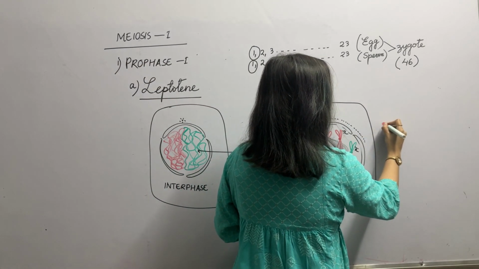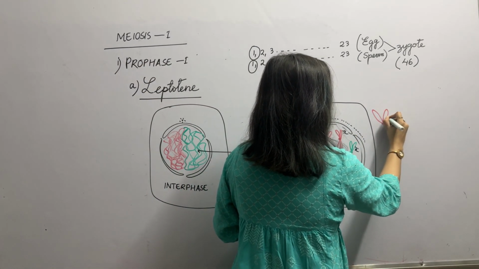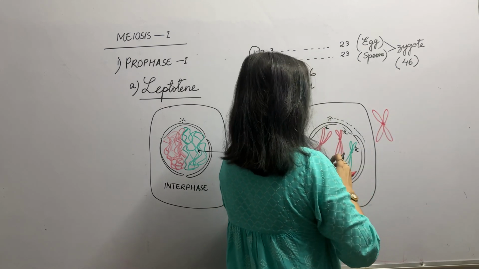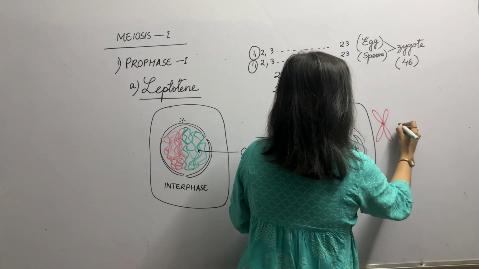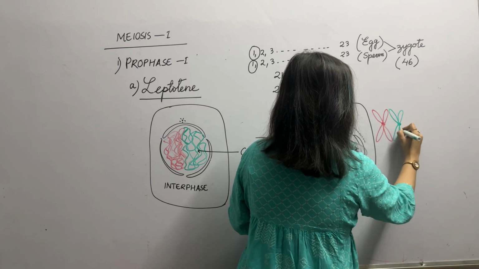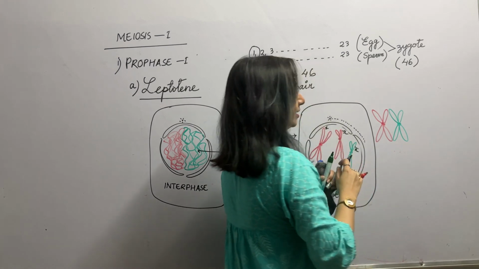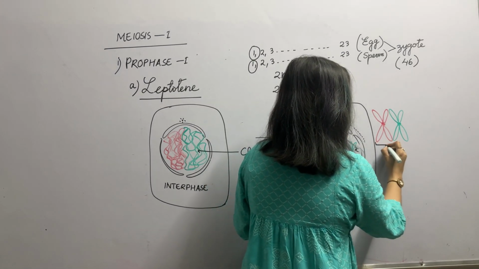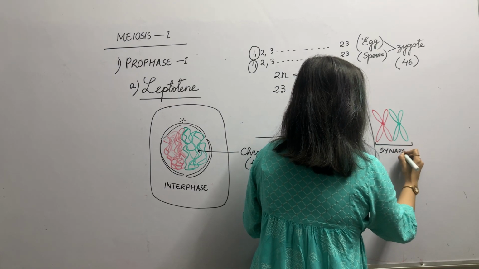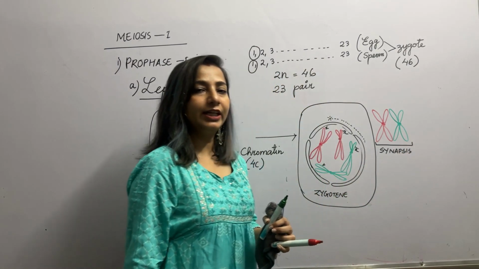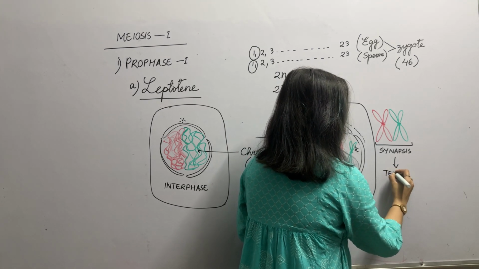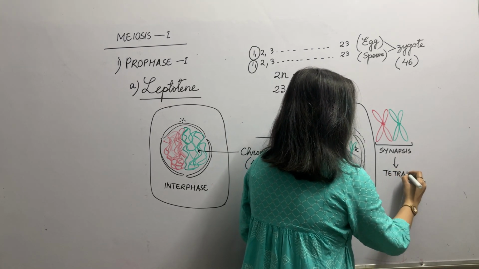So I am drawing here. This chromosome pairs with the same chromosome, morphologically the same chromosome. And the pairing of these two homologous chromosomes is called what? Synapsis. Okay? This leads to the formation of what? This leads to the formation of tetrads.